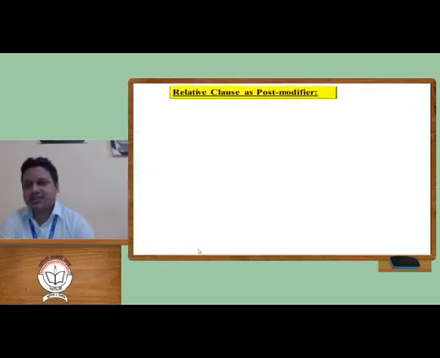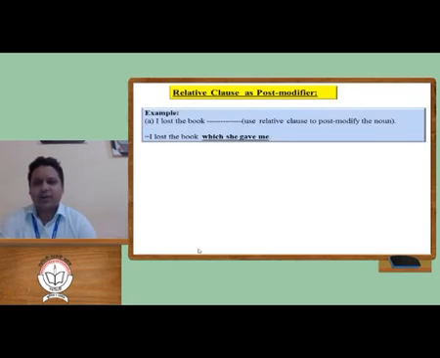Now we will see the use of the relative clause as a post modifier. I lost the book. Use a relative clause to post modify the noun. So the noun is the book. We have to use a relative clause just after the noun. That will modify the book, and it will be used as a post modifier. I lost the book which she gave me. So which she gave me is the relative clause.